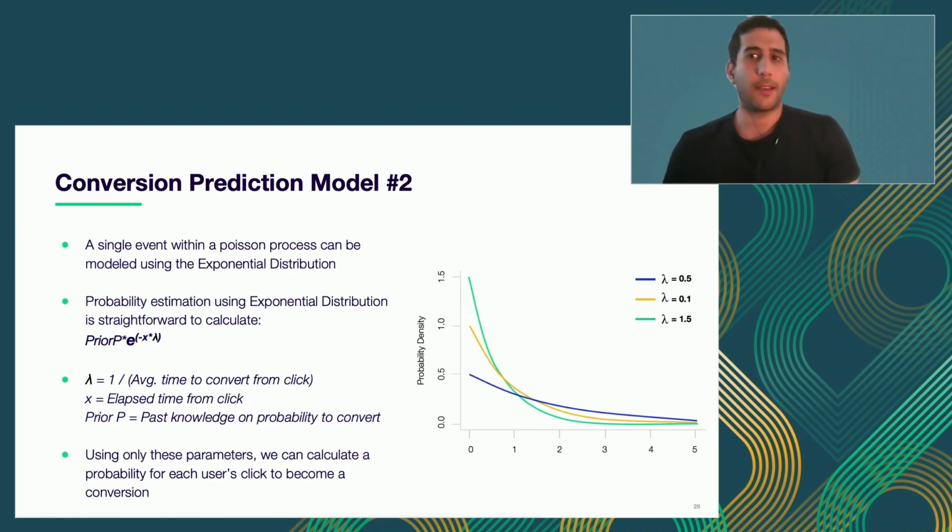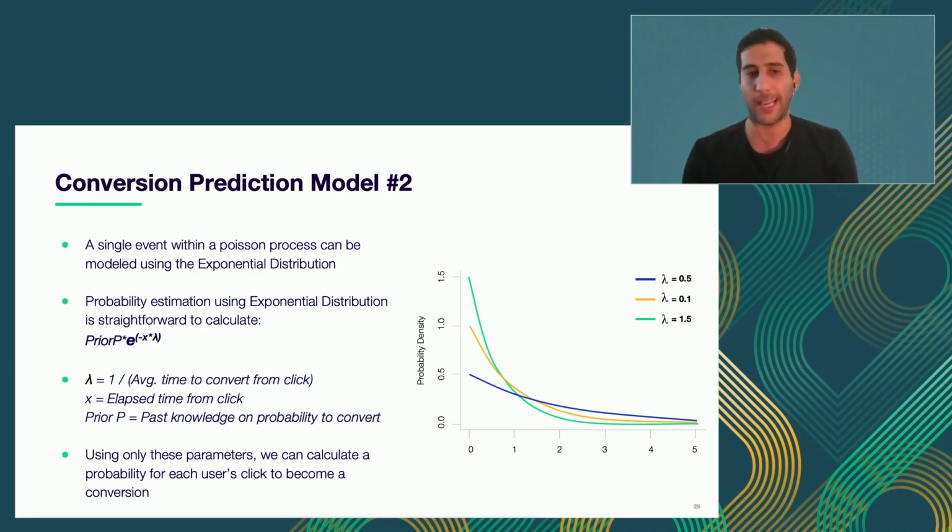So, taking this a step forward, a single event within this Poisson process can be modeled using the exponential distribution, and actually doing the probability estimation using this distribution and a prior P, which I'll elaborate a bit more, is relatively easy. You take the prior P and you multiply it by the exponent of the parameters shown here. So let's talk about the parameters.